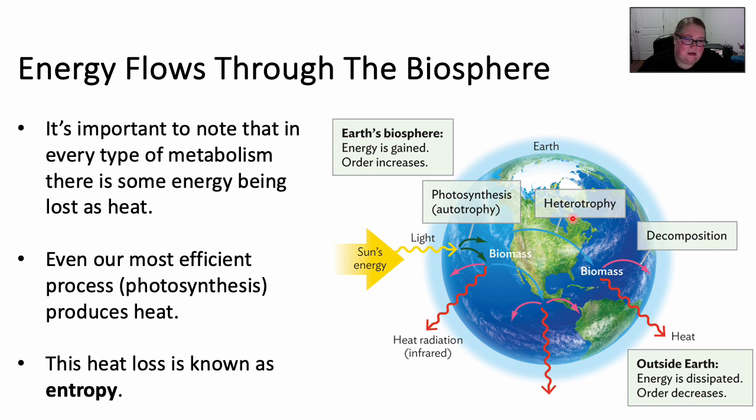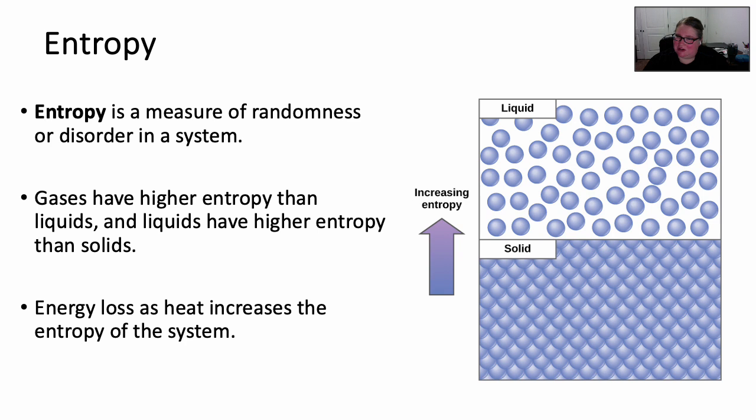Out of these three, photosynthesis is going to be the most efficient process to produce energy. But even our most efficient process can't be 100% efficient. We're always going to lose a little bit of energy due to heat loss, due to that entropy. With photosynthesis, we lose a little bit less than we do with heterotrophy and decomposition, but we still lose some nonetheless.